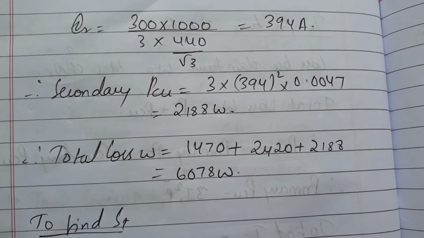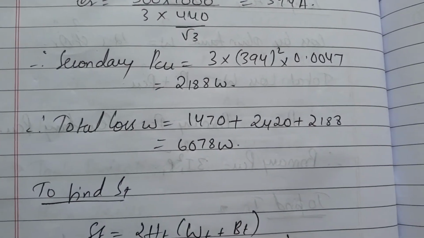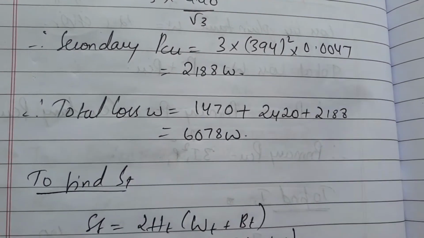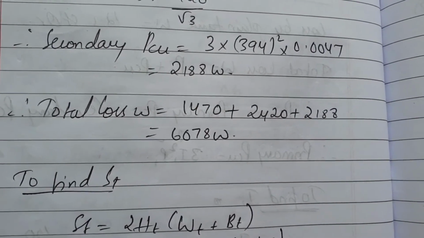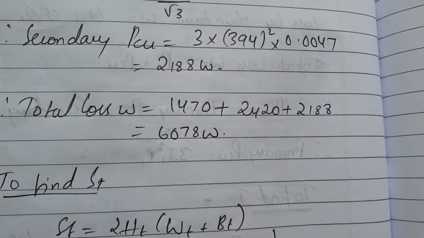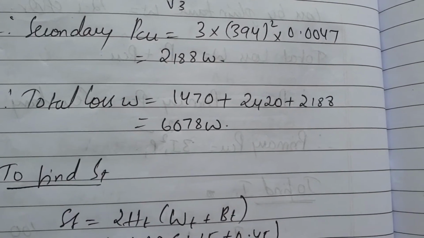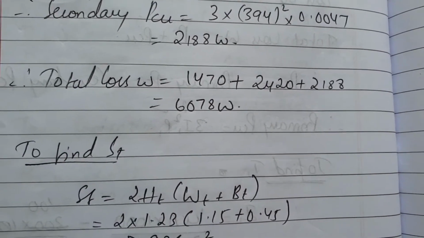The total secondary current I2 is equal to 394 amperes. Hence, secondary copper loss is equal to 2188 watts. Therefore, the total losses W is equal to 1470 plus 2420 plus 2188, that is 6078 watts.